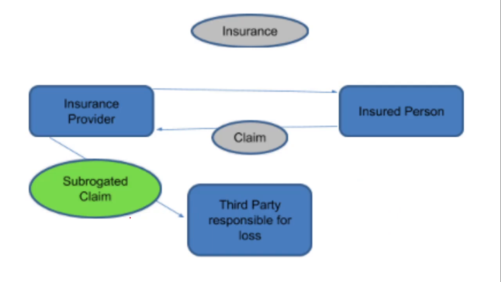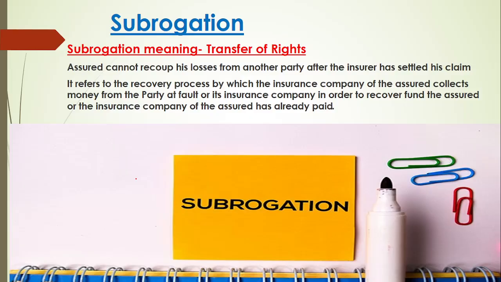So that he can reduce his own loss, he will take all the necessary documents and all the belongings of the insured person so that he can claim on behalf of the insured person for his compensation. So it means that the assured cannot recoup his loss after another party, the insurer, has settled the claim.